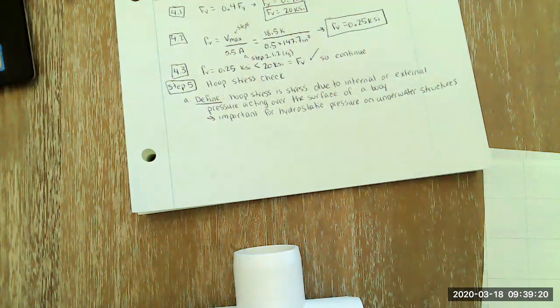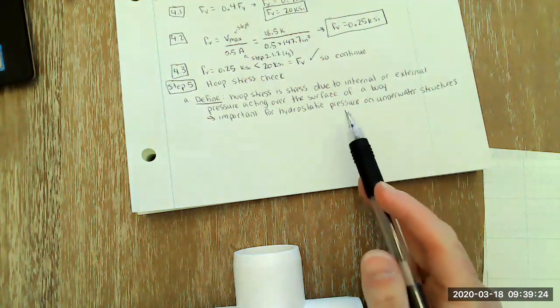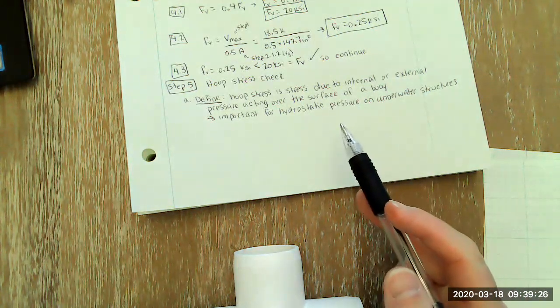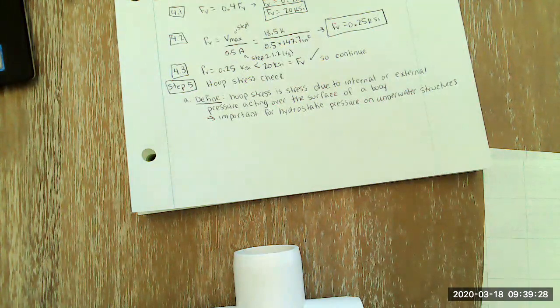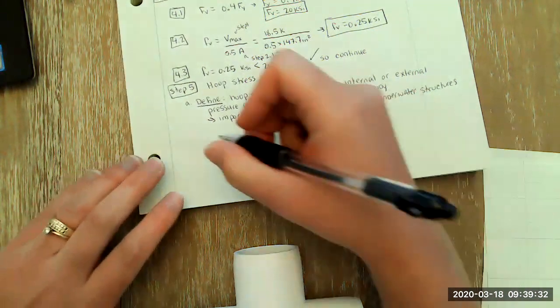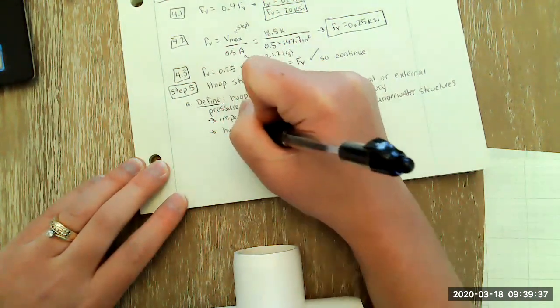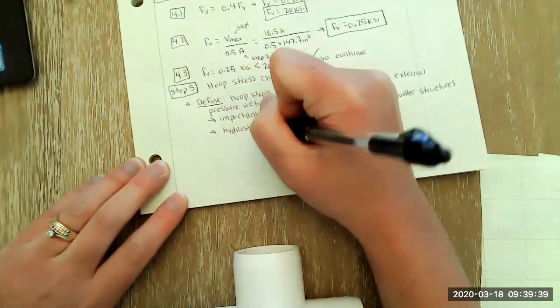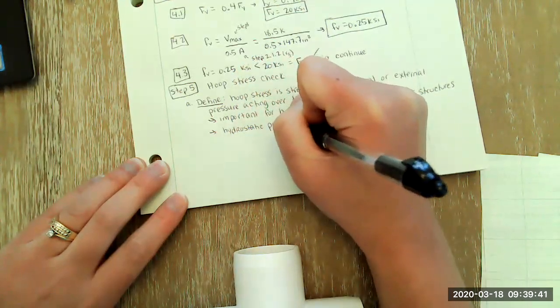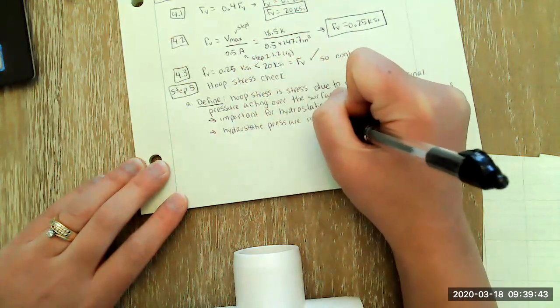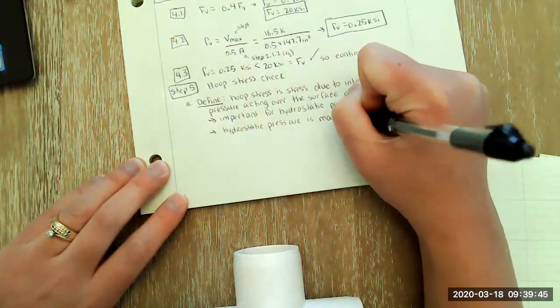Take a moment and think about where would hoop stress be the worst if we're thinking of it as a function of hydrostatic pressure. That would be where your hydrostatic pressure is the maximum, so at the bottom of the cylinder. So we have hydrostatic pressure is max at the seafloor.